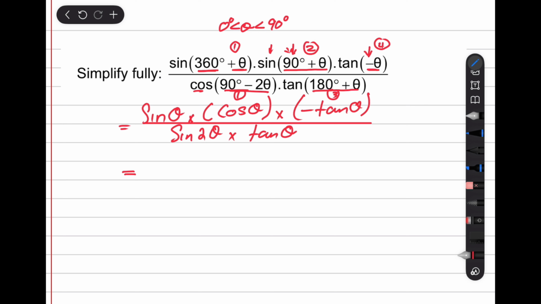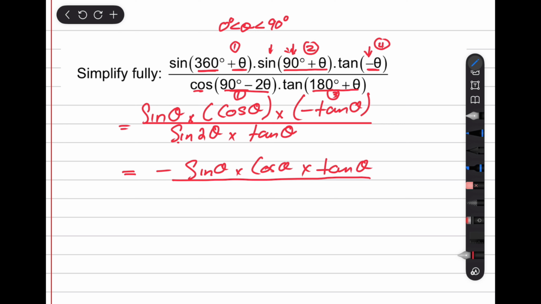Then we move on to the next question here. When you have positive times a negative, you are going to get a negative. Then we have negative sine theta times cos theta times tan theta, all over... Then from this, remember, what are we having here? We are having a double angle, right?